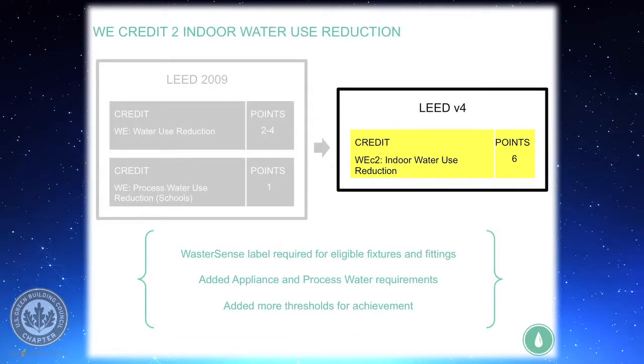The next credit, indoor water use reduction, is worth in some cases some more points than it was in LEED 2009. Here again, we have the WaterSense label required for eligible fixtures, and there are some appliance and process water requirements here. And then we've added additional thresholds for achievement to account for some of the points that are in that credit.